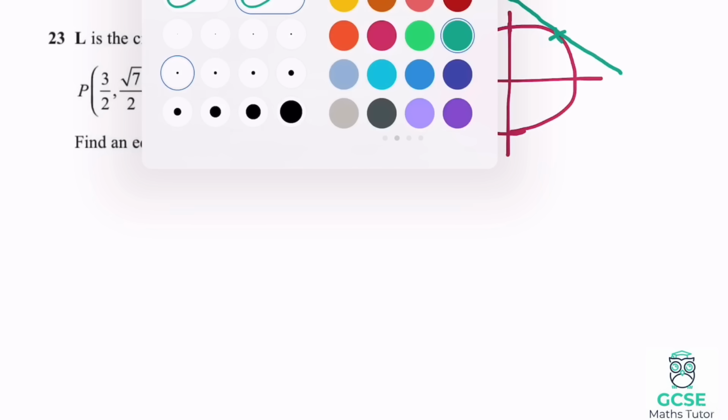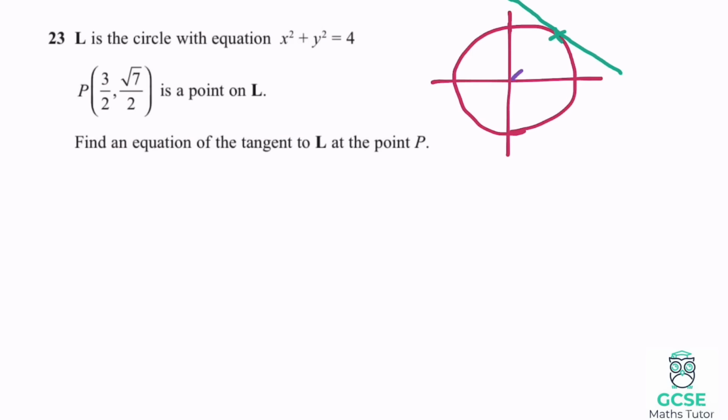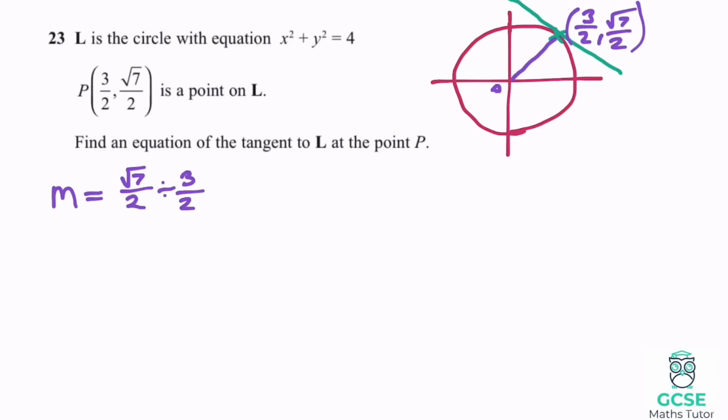And to find the gradient of a tangent, we first have to find the gradient of the radius. So I can find the gradient of the radius because it goes from 0, 0 up to this point here, which is 3 over 2 and root 7 over 2. So if I do my change in y over my change in x, I can get the gradient there. It would be from 0 to root 7 over 2, so it'd be root 7 over 2 divided by 3 over 2, and that'd be my gradient.